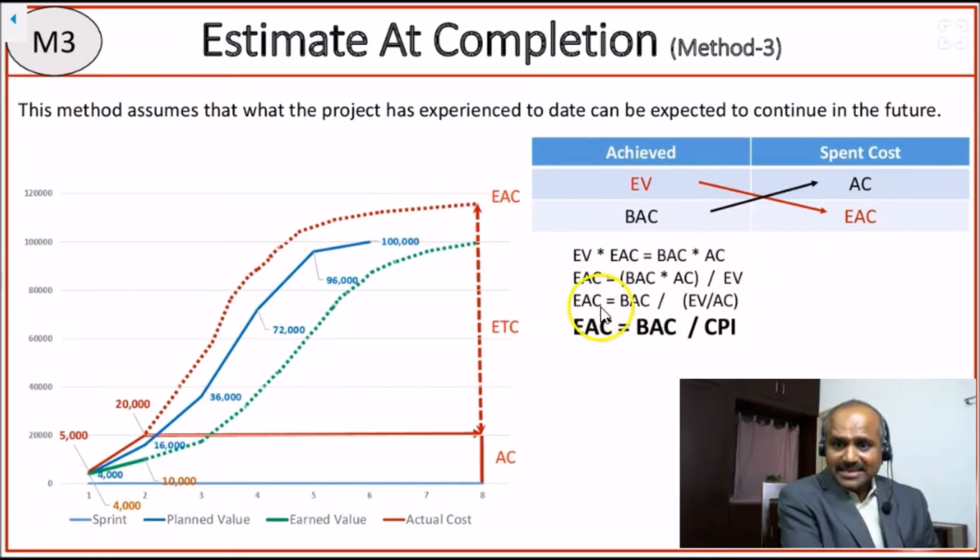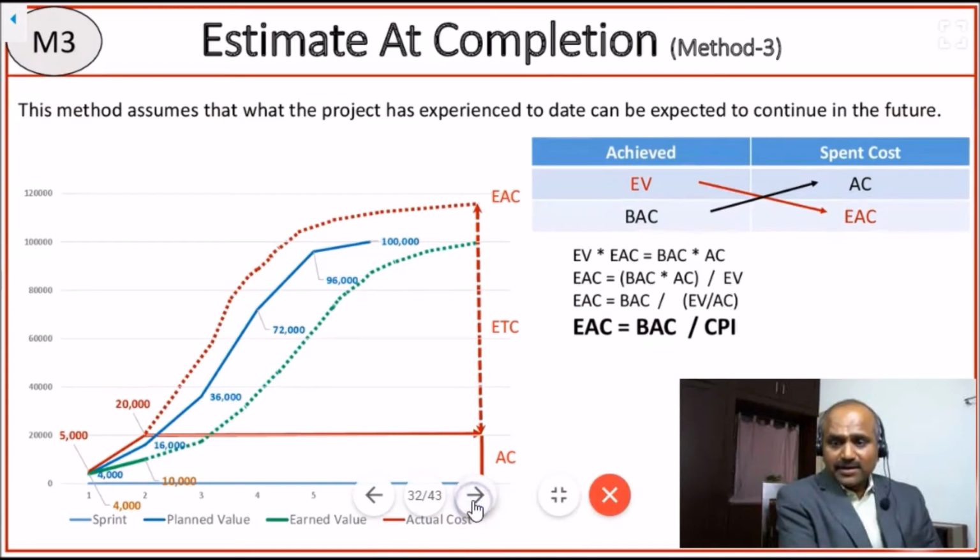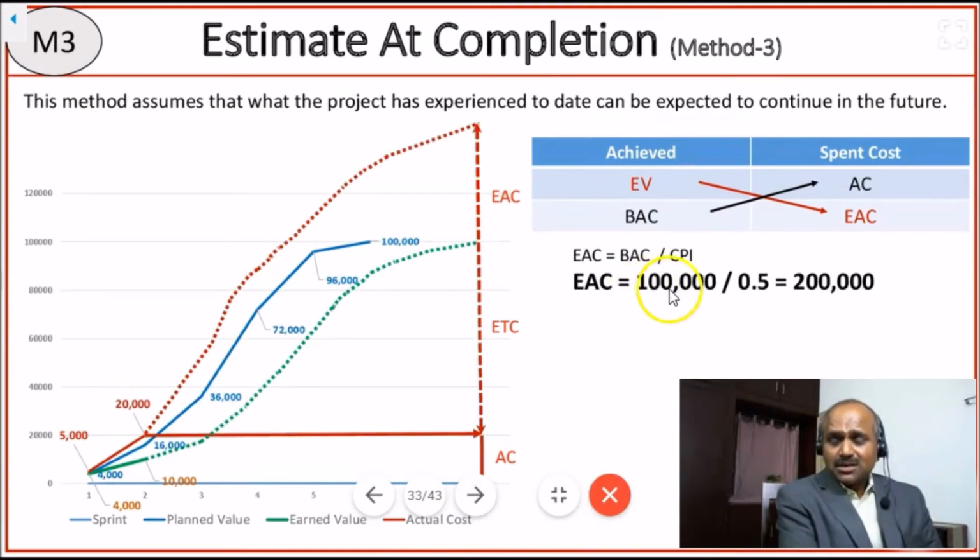Now EAC is equal to BAC divided by EV by AC. We all know EV by AC as CPI. So estimated completion is equal to budgeted completion by CPI. Now coming down to our example, $100,000 is what our budgeted completion is. Our CPI in the earlier slides we have calculated as 0.5. So it comes to $200,000.